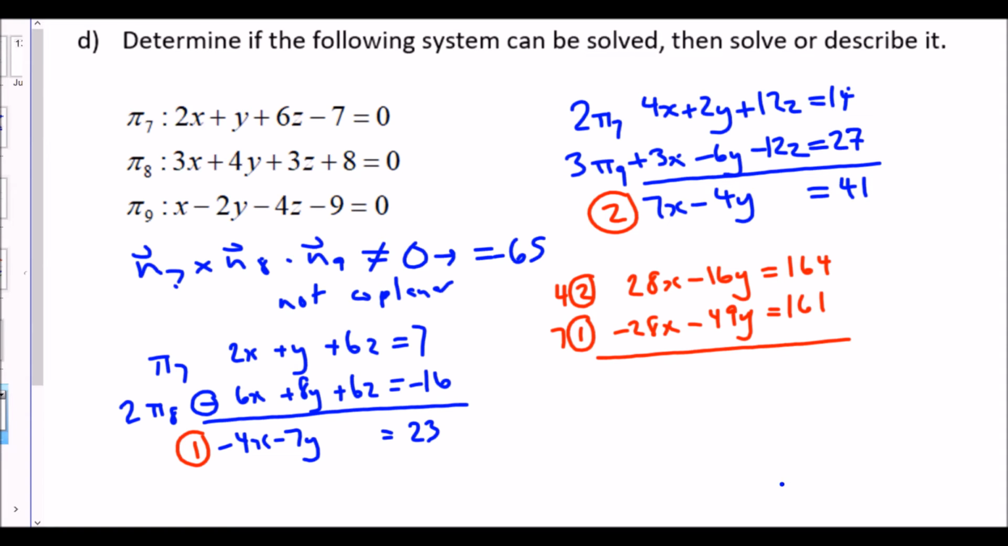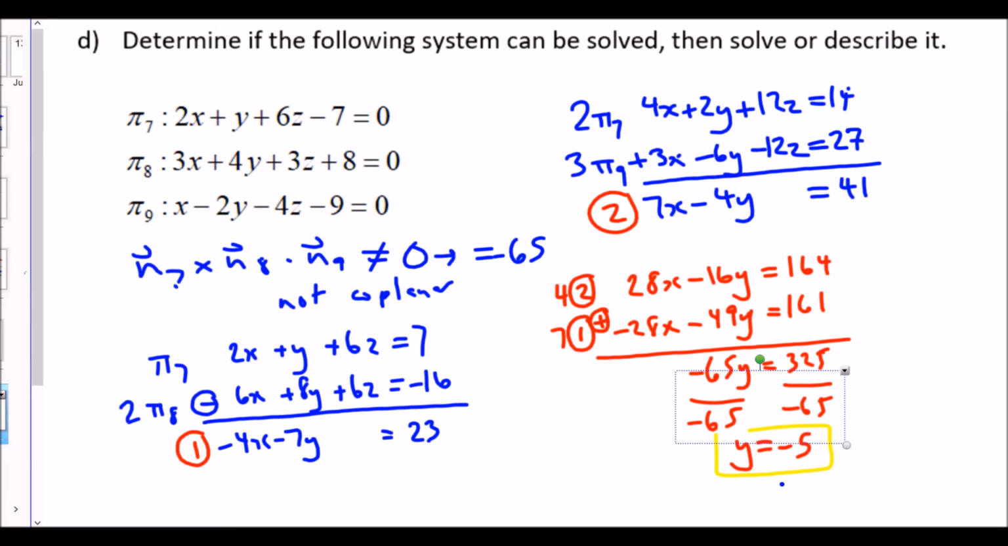All right, I'm going to add because same signs. So I'm going to do negative 16 minus 49, which gives me negative 65. And then add these two, 164 plus 161, which is 325. Divide both sides by negative 65. And I get y is equal to, here's my first one, 325 divided by negative 65 is negative 5. All right, there's my first one. Nicely done, Mr. Wills. Thank you very much.